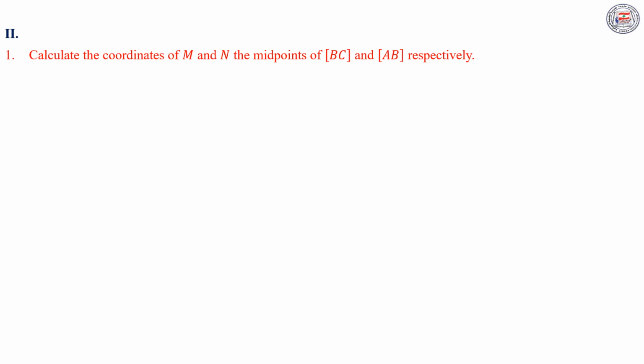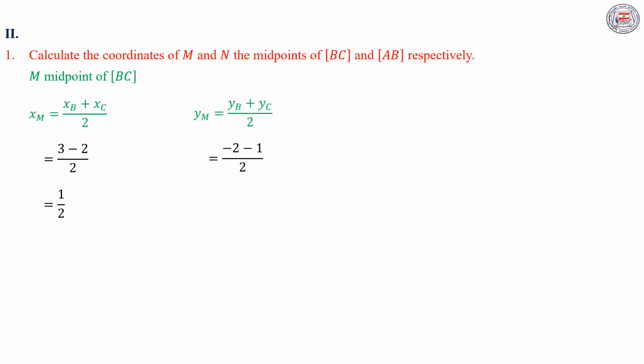So here we have to use the same formula of the midpoint in order to calculate x and y of the points M and N. M is the midpoint of BC, then xM equals (xB plus xC) over 2 equals (3 minus 2) over 2 equals 1 over 2, and yM equals (yB plus yC) over 2 equals (minus 2 minus 1) over 2 equals minus 3 over 2. Then the coordinates of M are (1/2, -3/2).